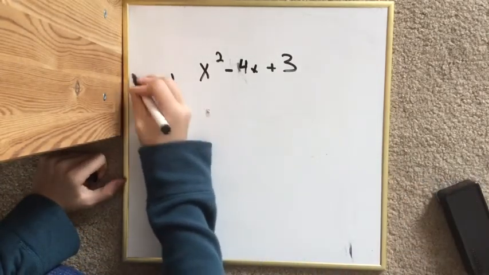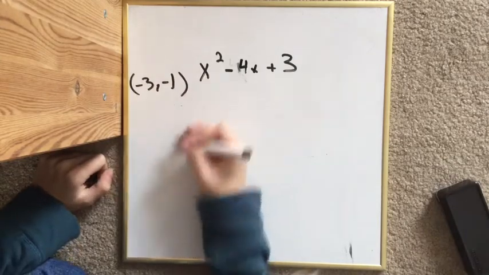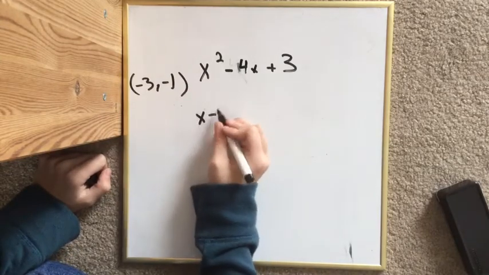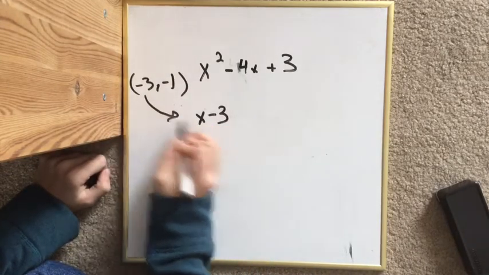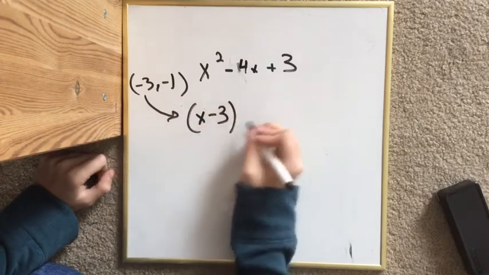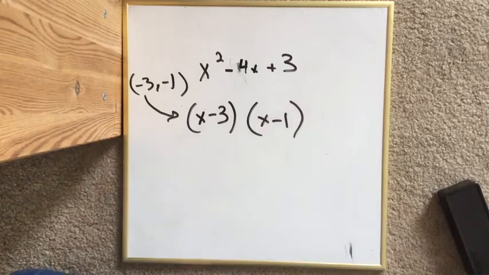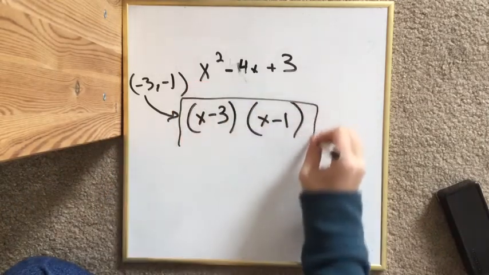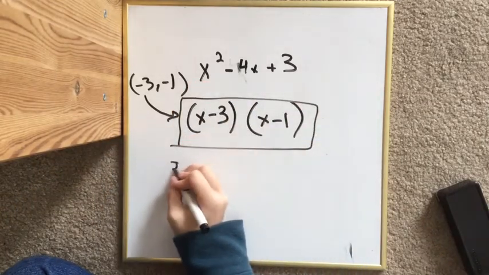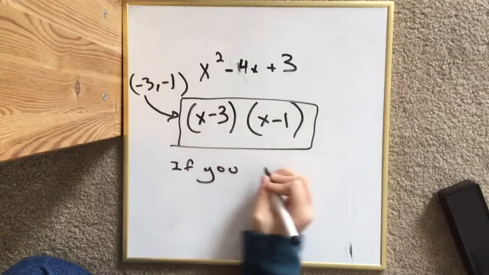-3, -1, okay? So then do you remember what to do next? So x minus 3, because we get the 3 from there, times x minus 1, okay? Now, that's our answer. If you want to double check, if you're unsure since it's new.